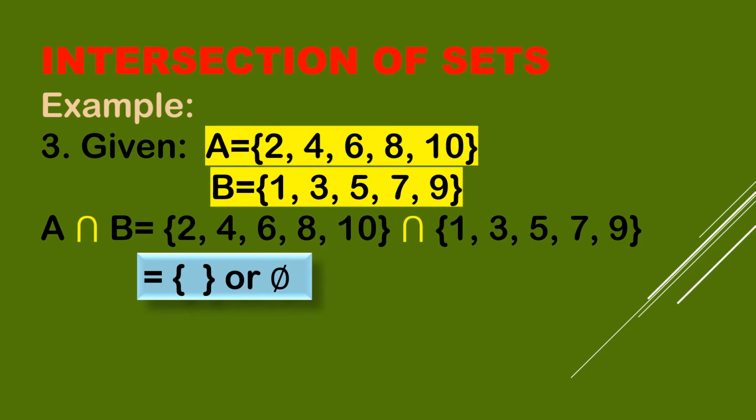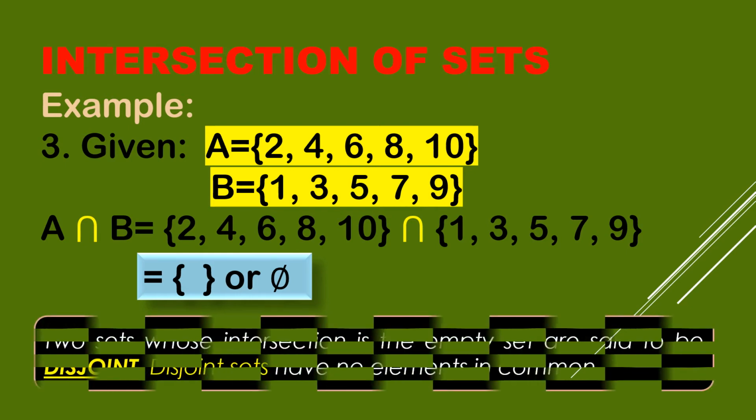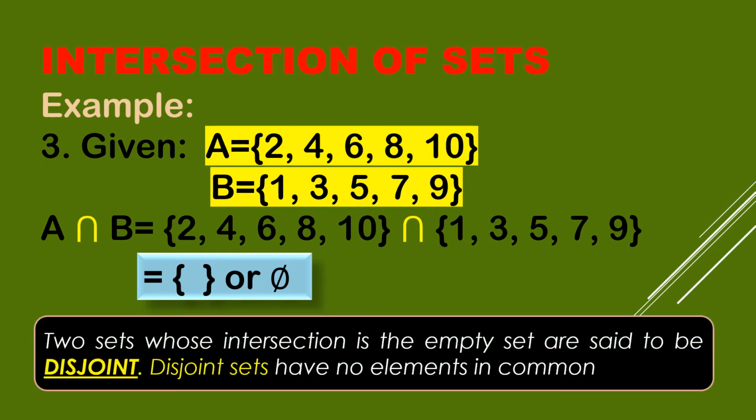Ngayon, ano ang tawag sa intersection kung saan wala silang common elements? We call them as disjoint. Two sets whose intersection is the empty set are said to be disjoint. Disjoint sets have no elements in common.